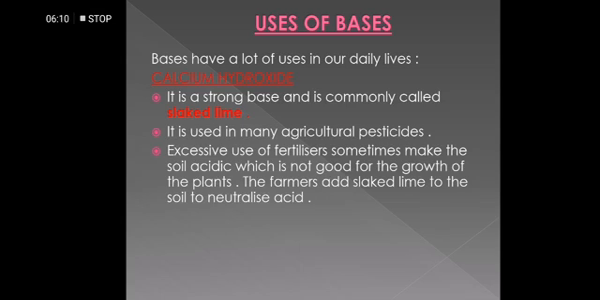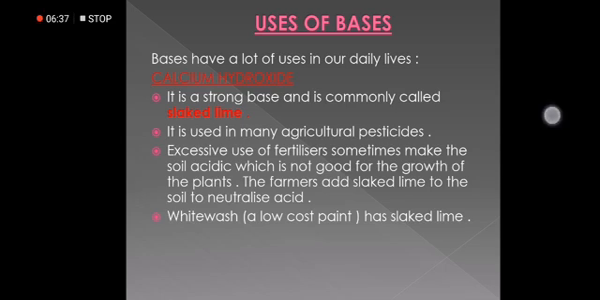And the base they use for neutralizing the acidity of the soil is calcium hydroxide, which is also called slaked lime. Whitewash, you must have seen this. People use a low-cost paint in some areas, usually villages, to paint the exterior or interior of their houses. That whitewash has slaked lime as the main component.